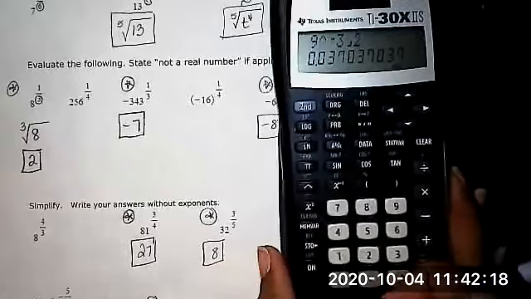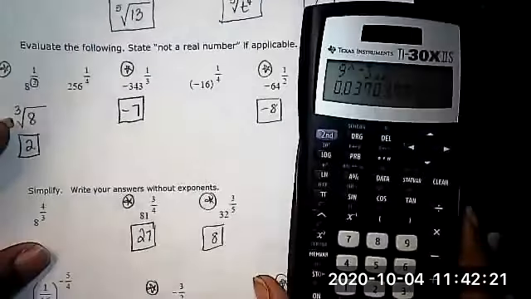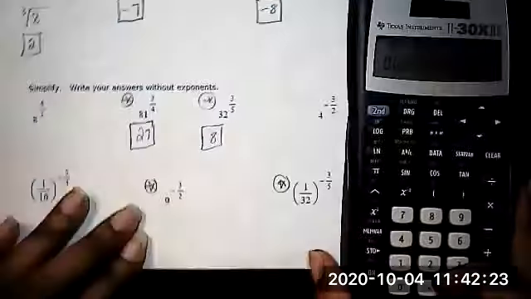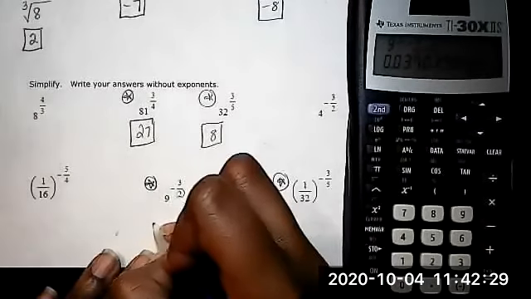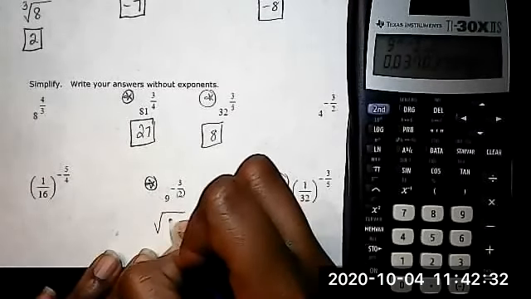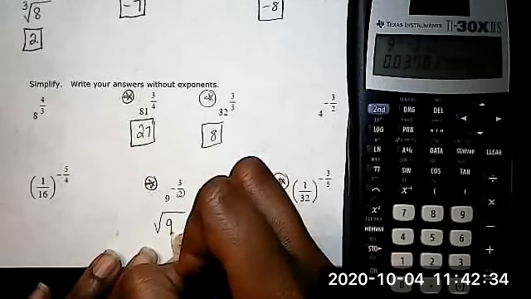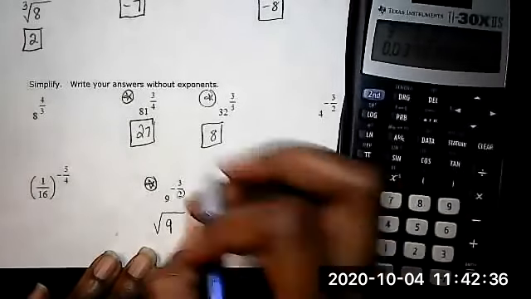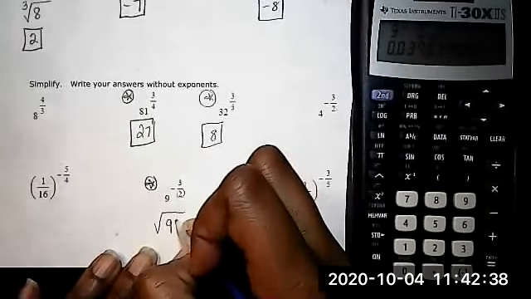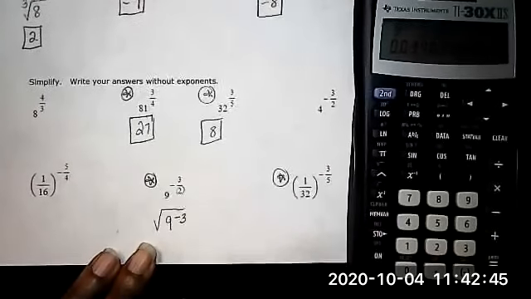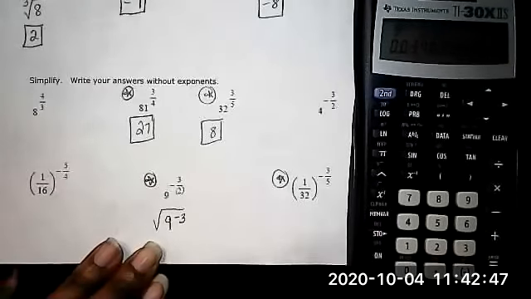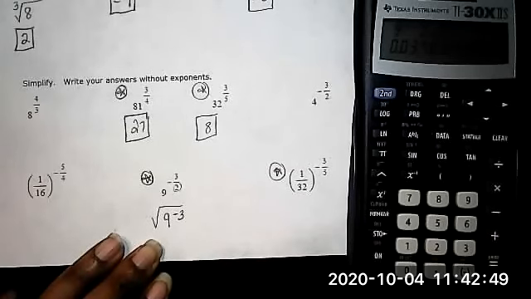Ooh, that one became something nasty. So let's look at that. So negative 3 over 2. Let's look at this one. We know that this right here is a square root. So it's going to be the square root of 9 to the negative 3 power.